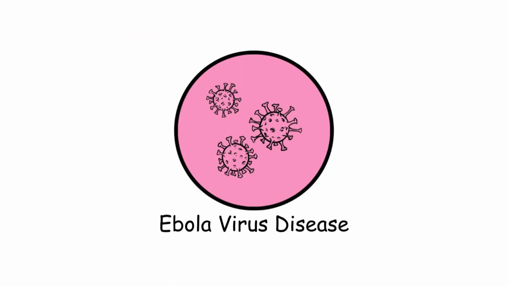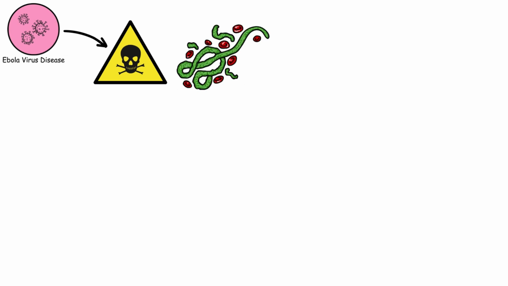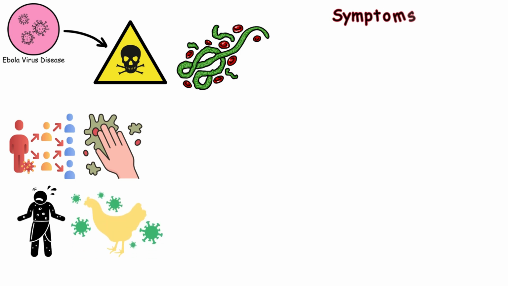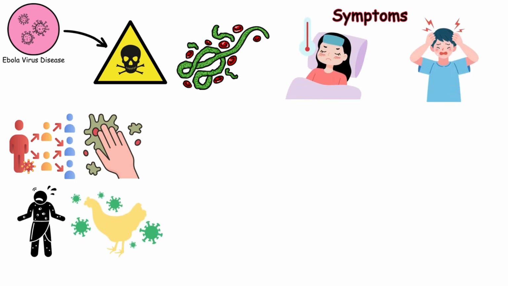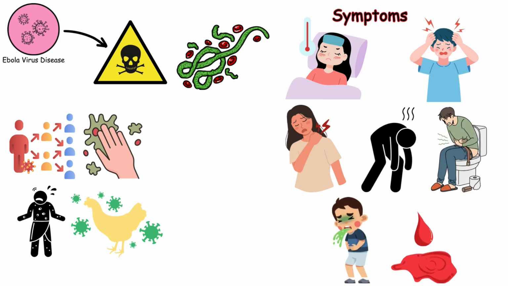Ebola virus disease. Ebola virus disease is a severe, often fatal illness caused by the Ebola virus. It spreads through direct contact with the blood or body fluids of infected people or animals. Symptoms include fever, severe headache, muscle pain, weakness, diarrhea, vomiting, and internal bleeding.